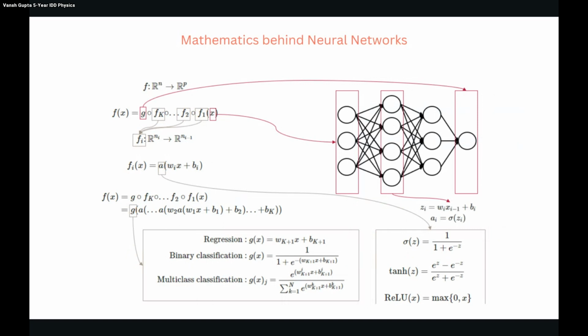This is the one. So, this f of x is the mathematical stuff that is done inside the perceptron. G with Fk, with F2, F1, all the way of x. Okay. So this G is basically what classifies the neural network as a regression model, binary classification, or multi-class classification.